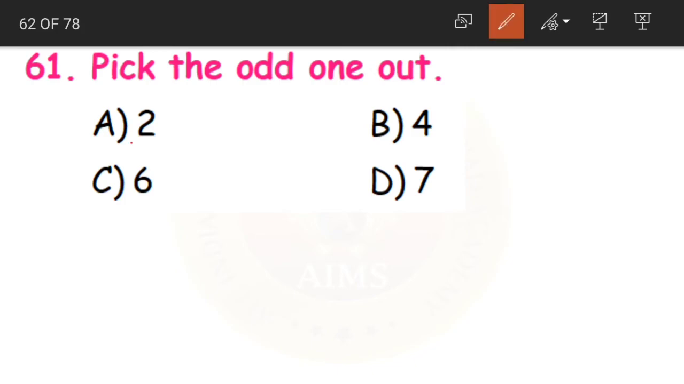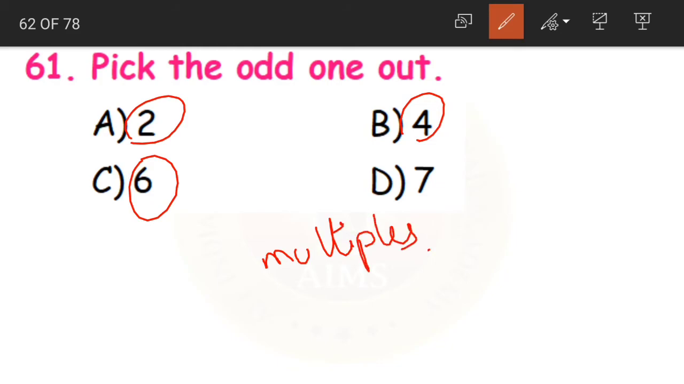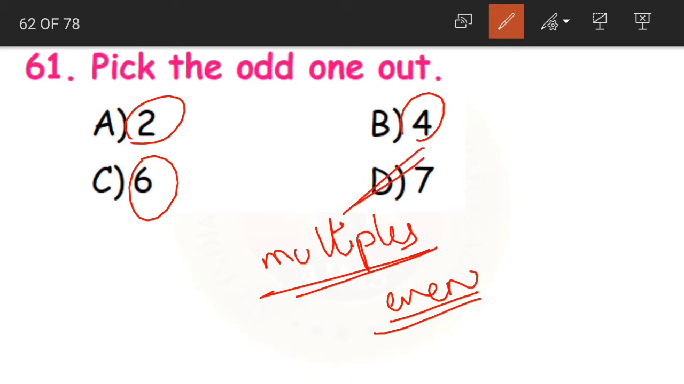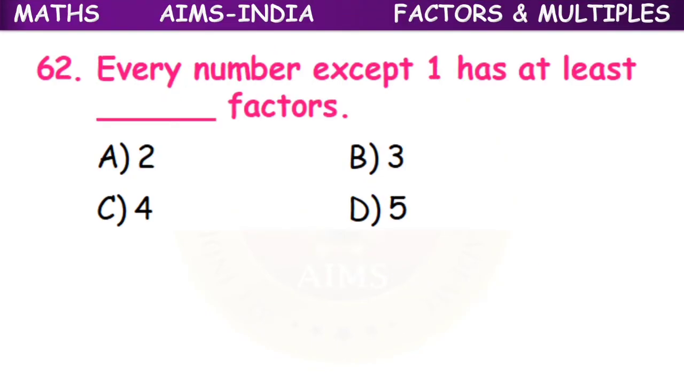If we observe, 2, 4 and 6 are all multiples of 2, or else you can say that all these three are even numbers. Now when it comes to option D, 7, it is not a multiple of 2, or you can say that it is not an even number. So option D, 7, becomes our odd number. Option D is the correct answer.